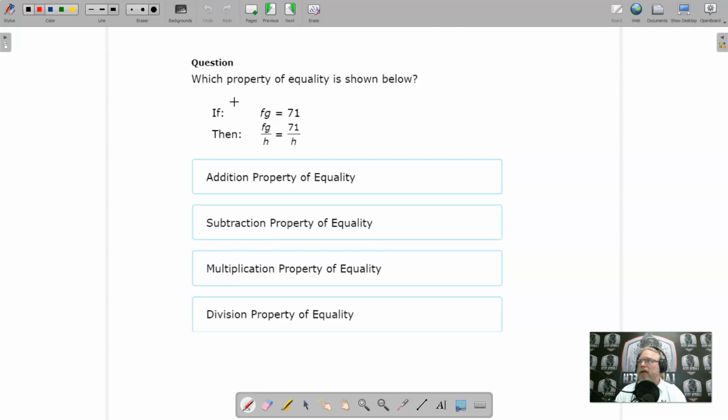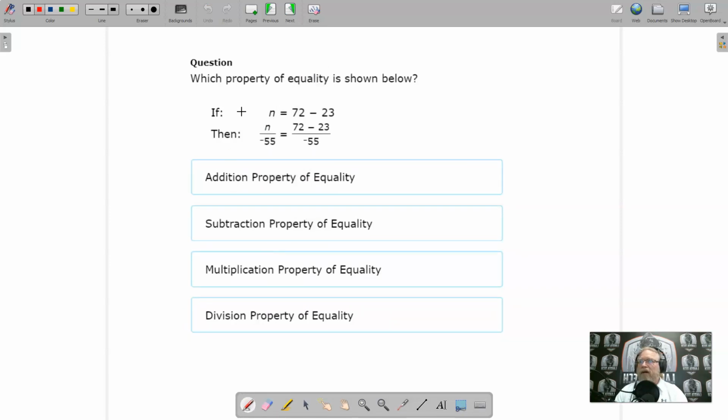Next question. Which property of equality is shown below? If fg equals 71, then fg divided by h equals 71 divided by h. Well, I pretty much said it there as I went through it. We have fg here and 71 here, and both sides are being divided by h because every fraction is a division problem. So in that case, this is the division property of equality because both sides are being divided by the value of h.